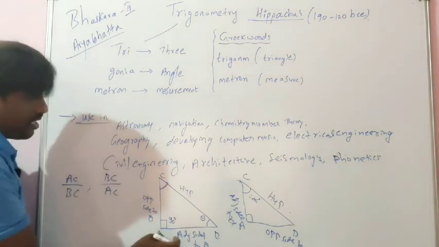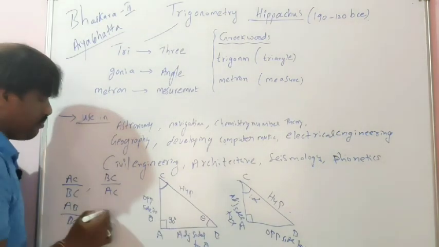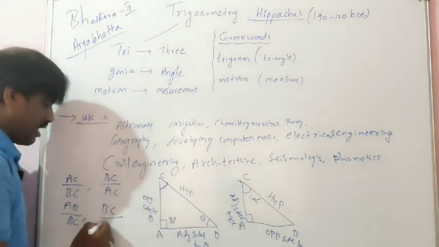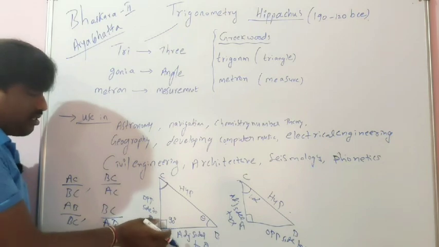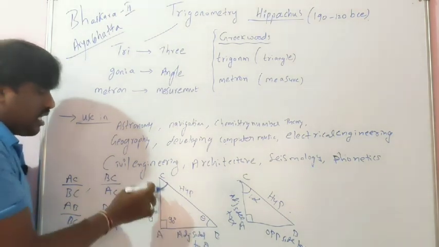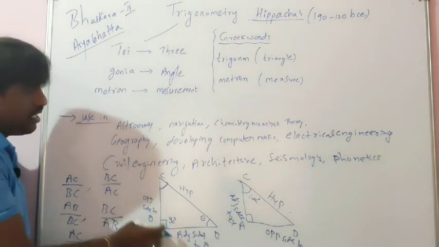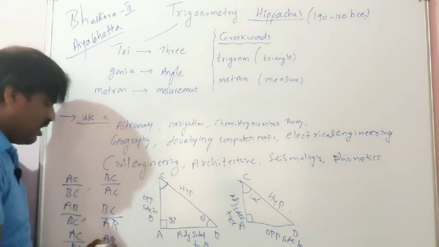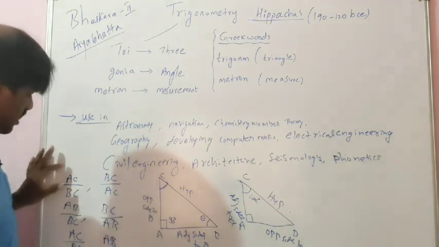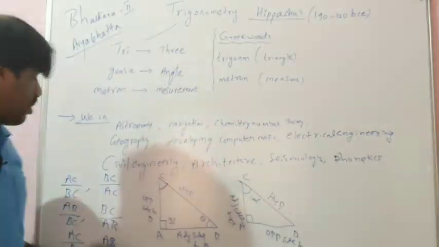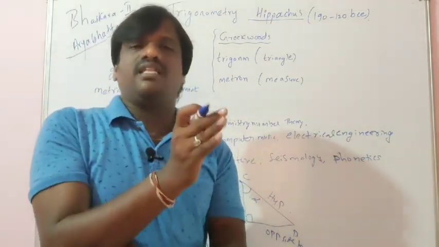Now if I write AB by BC, I can also write its reciprocal, BC by AB. And about this also, I can write AB by AC, AC by AB. So in this right angle triangle, between the angles and sides, these are the 6 relationships possible. According to their ratios, they have given names to those ratios for that angle.